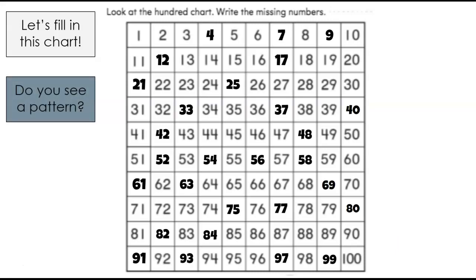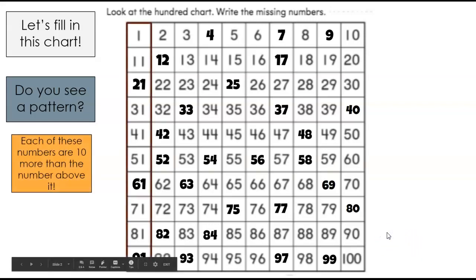All right, do we see a pattern here? It's kind of hard to see one right now. Maybe you have something that you're thinking. Each of these numbers are 10 more than the number above it. Let's see if that's true. Let's look at 12. Well, the number above that is 2, and we have a 2 in the ones place, and there's 2 ones, so that number works.